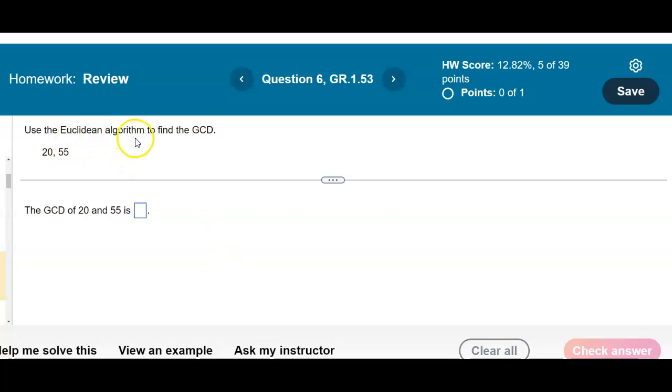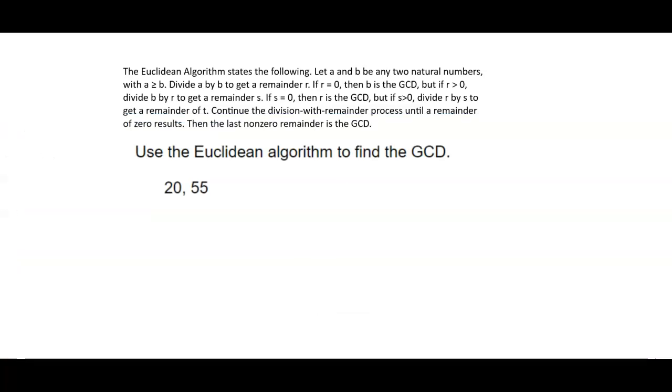Here we want to use the Euclidean algorithm to find the GCD, which is also called the greatest common divisor. We're going to look at the numbers 20 and 55. Okay, now the Euclidean algorithm states the following.